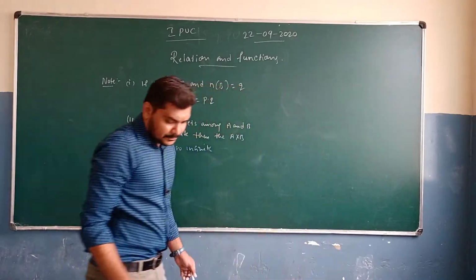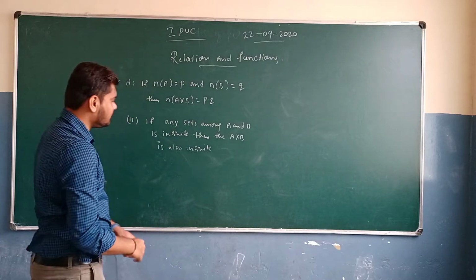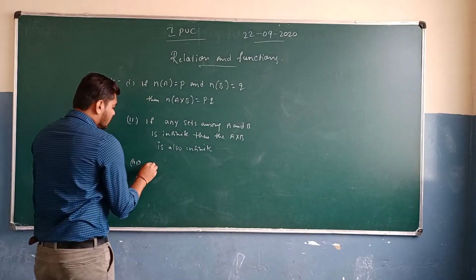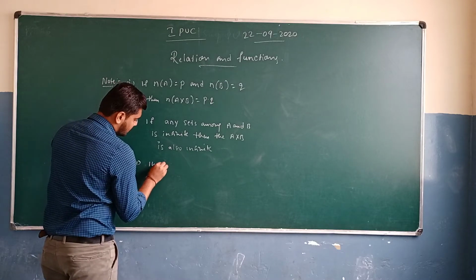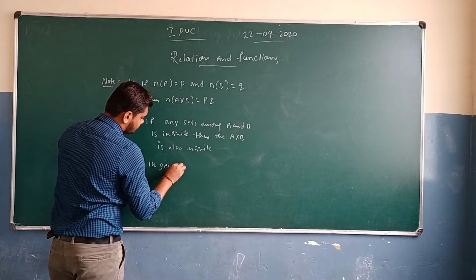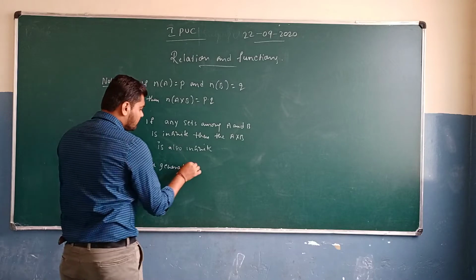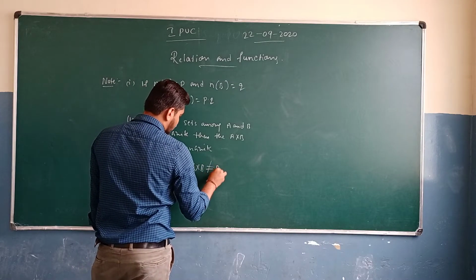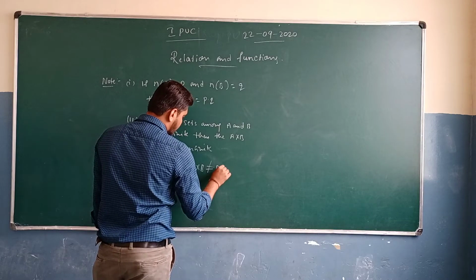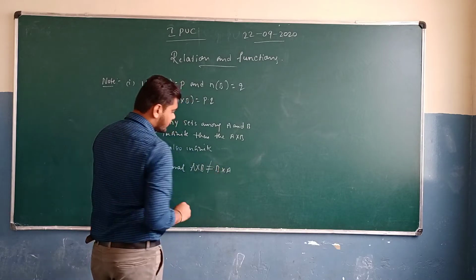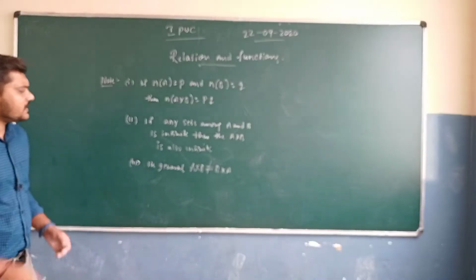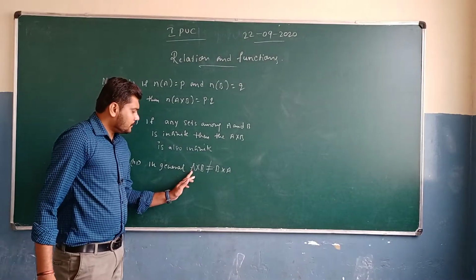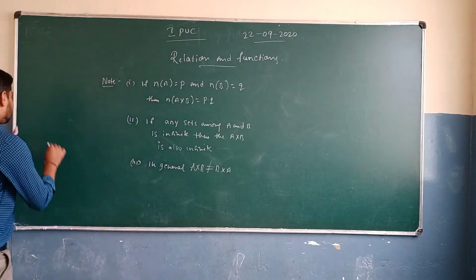And the third point is going to be the third one. So in general, we can say that A cross B is not equal to B cross A. Pay attention: what does A cross B and B cross A mean? First look at the definition of A cross B.